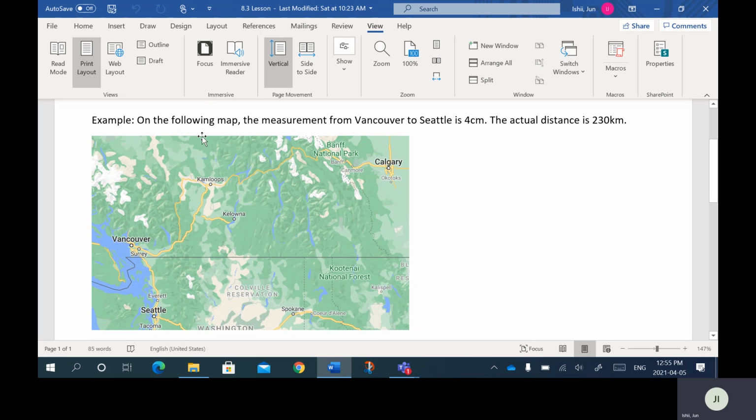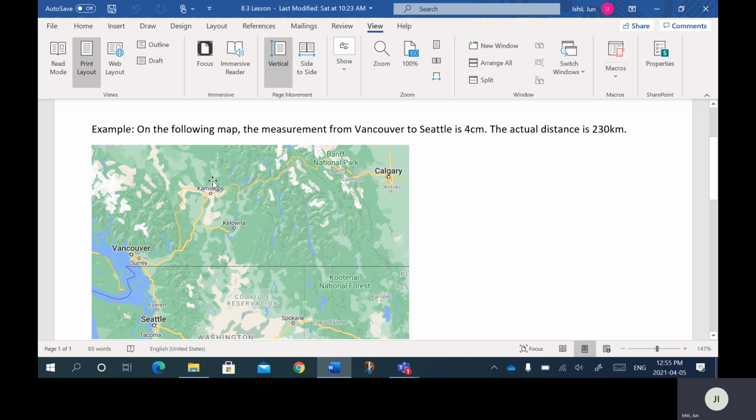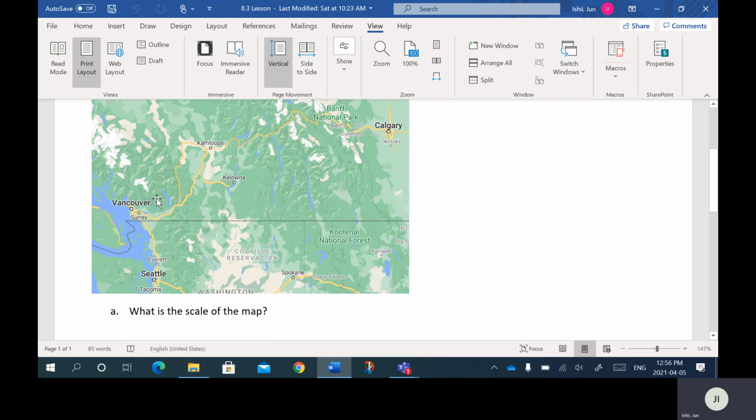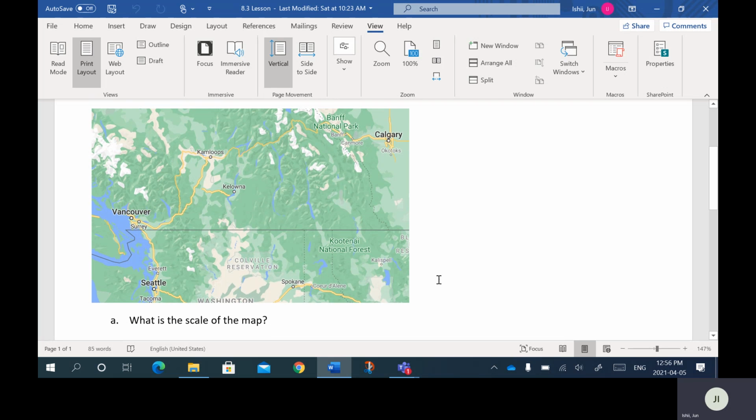One of the most traditional scale diagrams is a map. So what I did here is I just copied and pasted a map, and I'm going to use this as the example. The measurement from Vancouver to Seattle on this map is 4 centimeters. However, the actual distance is 230 kilometers. So, first question here is, what is the scale of the map?